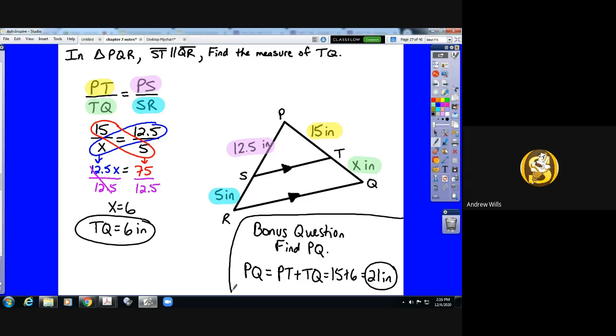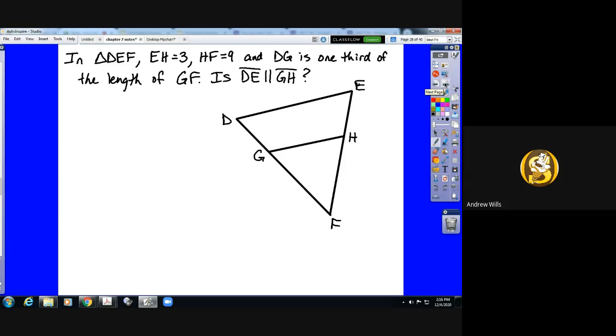Okay. So our final example is going to ask us the question backwards. It's going to give us enough information to check the proportion. And then it's going to ask us if DE is parallel to GH. So we don't know that it is. We need to set up and check the proportion. So the proportion would be piece over piece equals piece over piece. Now I said piece four times. It's not very descriptive. So let me try again here.